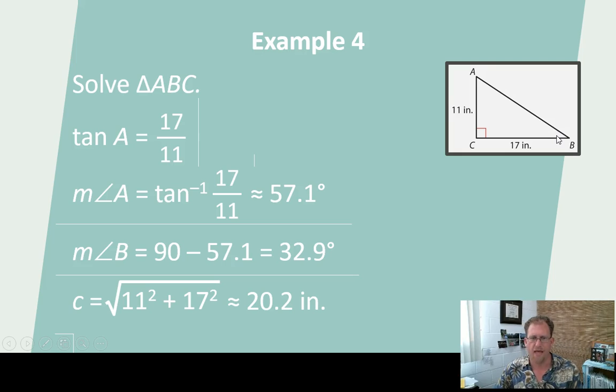Either way. And then I need to know the length of this. They use the Pythagorean theorem, but you could also use cosine or sine of these angles, because once you have these two angles and these two sides, you could say, oh, sine, what's the opposite divided by the hypotenuse of this angle? And you'd figure it out. Here they use the Pythagorean theorem, and they've calculated that it's 20.2 inches. So these are the kinds of things that you'll be doing.